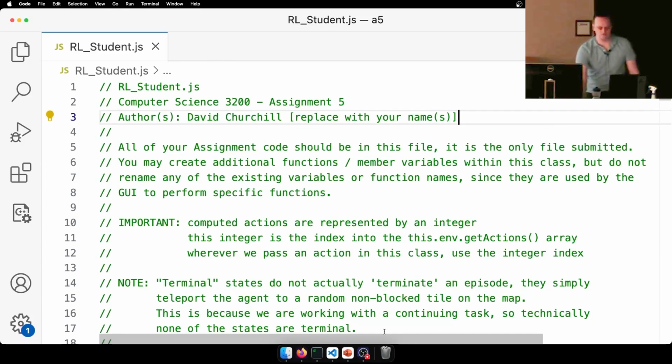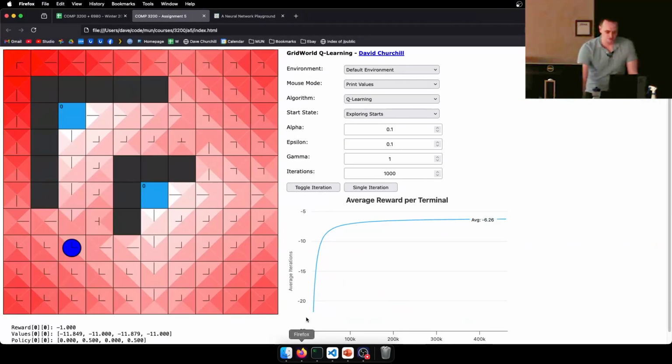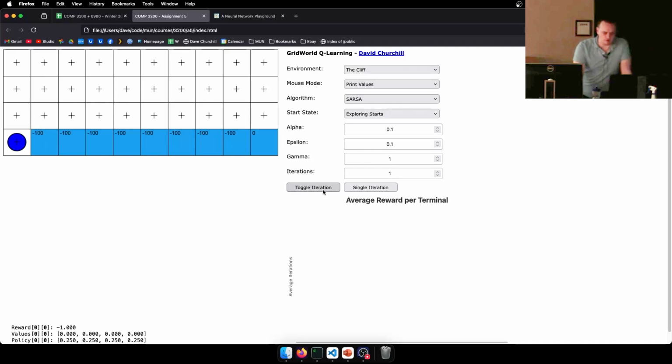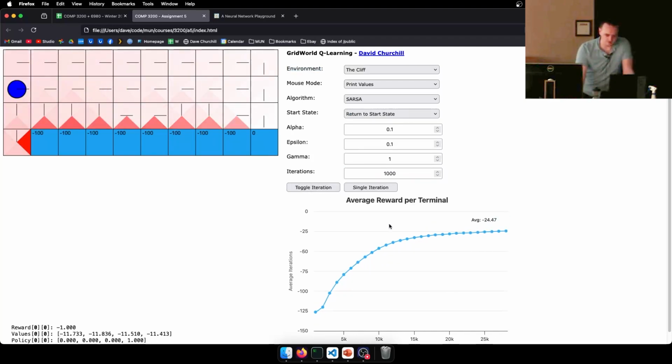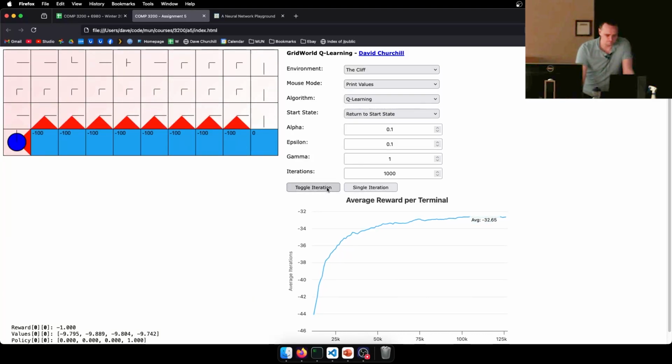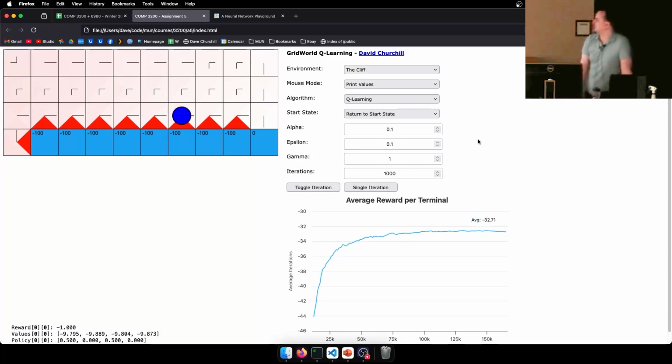Just two new variables and a much better user interface that lets you debug it a little bit easier. In the marking, we are going to be running the Cliff example. So make sure that you test to see that sarsa with return to start state is performing better than Q-learning. Okay, and that's it. Yep, question.